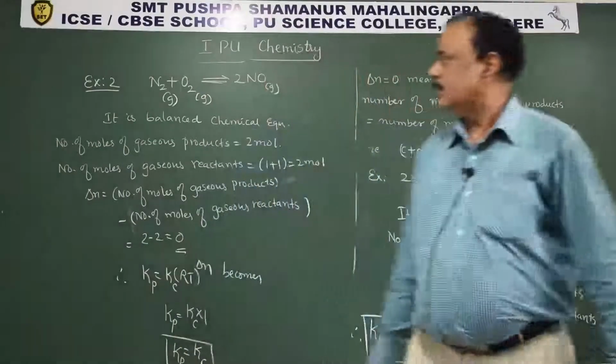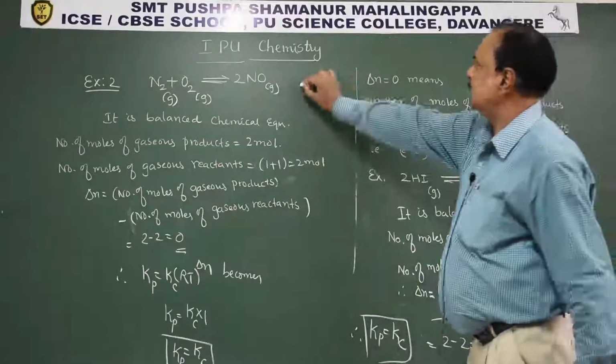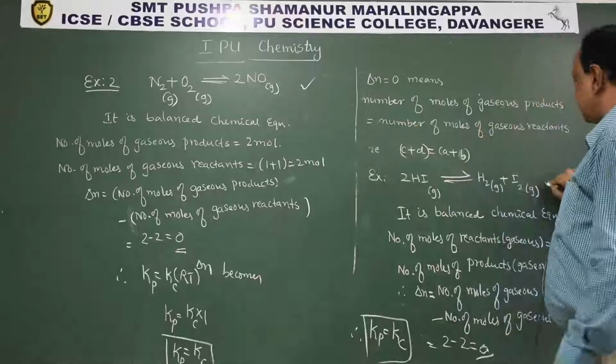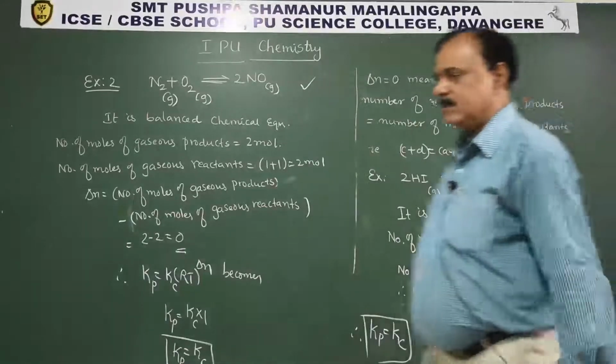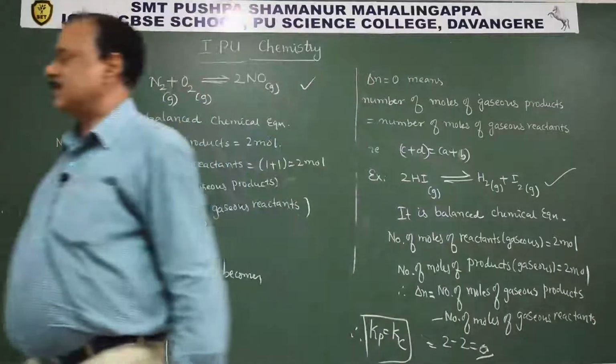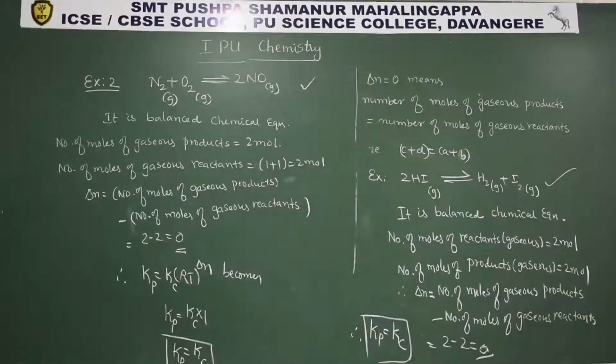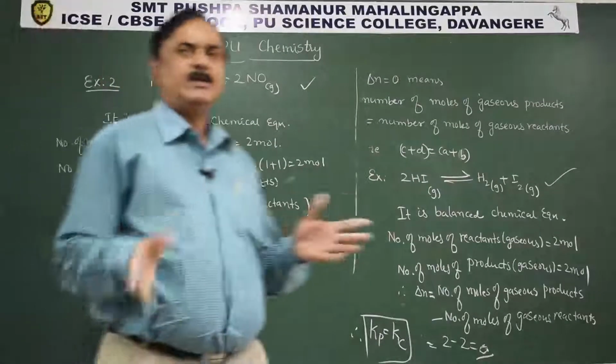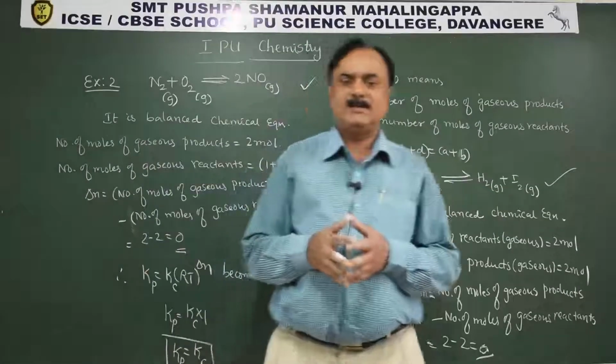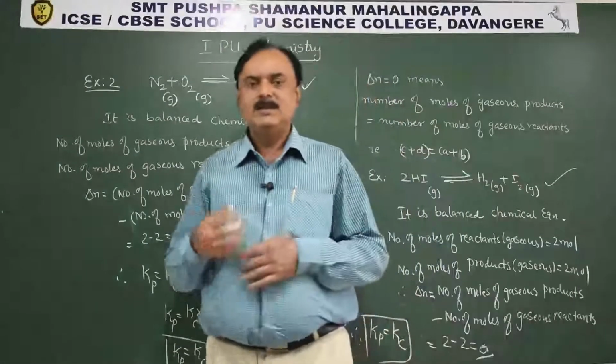Okay. Thank you. These are two examples in which the Kp and Kc values are equal. You can take so many examples from your NCERT textbooks where the number of moles of the gaseous reactants and the number of moles of the gaseous products are equal.